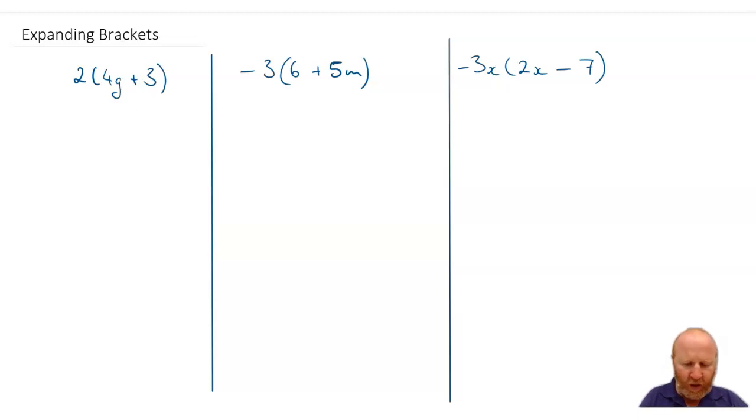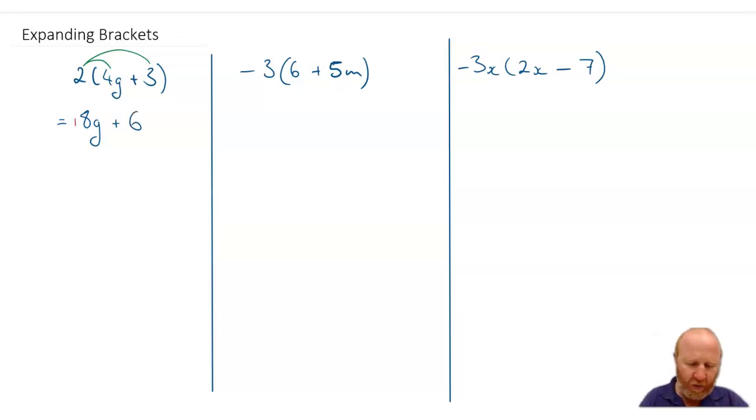In this case, we are talking about 2 times by 4g, and also 2 times by 3. We have to pay attention to the sign of each of these things, and remember our rules of directed number, because each of these things is a directed number, as are all numbers. So when I take a positive 2 and multiply it by a positive 4g, I get a positive 8g. When I take a positive 2 and multiply it by a positive 3, I get a positive 6.